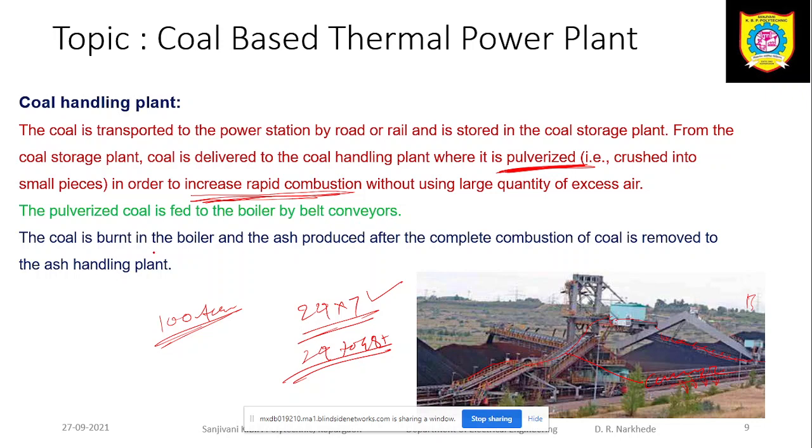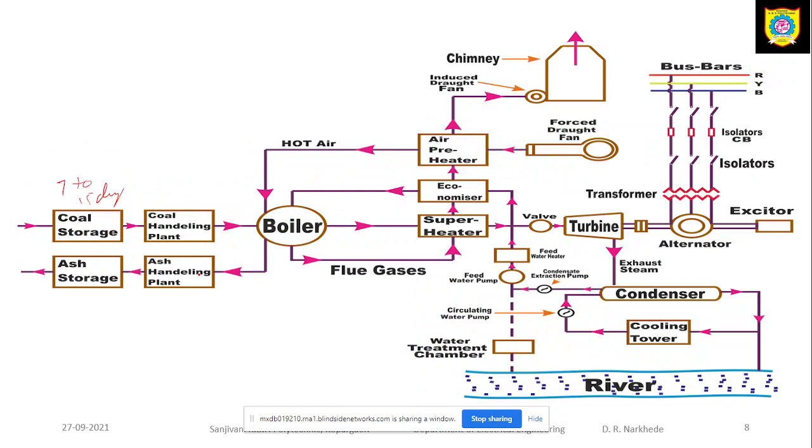The coal is burned in the boiler and ash produced after complete combustion of the coal is removed to the ash handling plant. Okay, so basically here, this is my first step, this one is my second. In the first, I am going to store the coal so that I can get a continuous supply of coal for running my thermal power plant. In the second, I am going to convert that coal into small pieces. Here the pulverization takes place. Then after pulverizing, we are going to send that coal to the boiler. Here the actual combustion of the coal is going to take place.